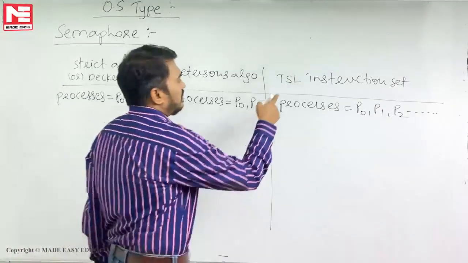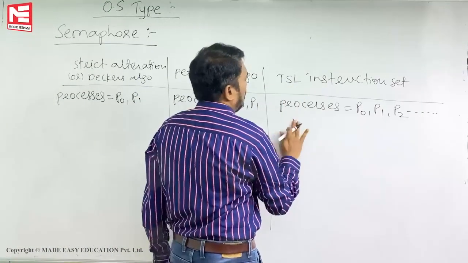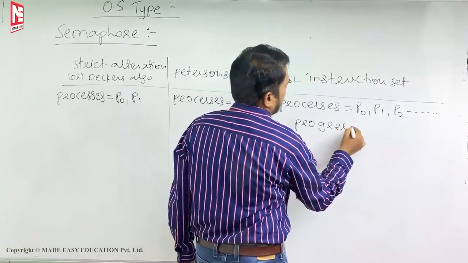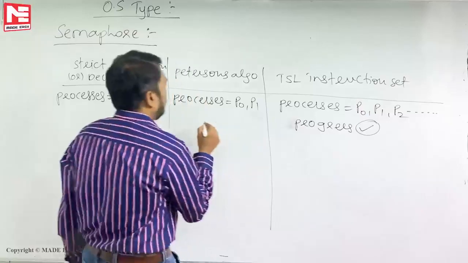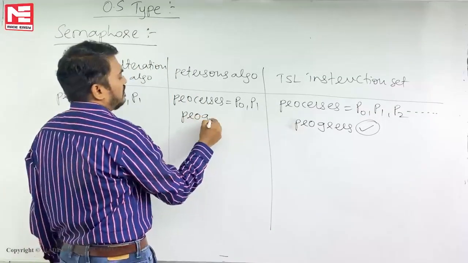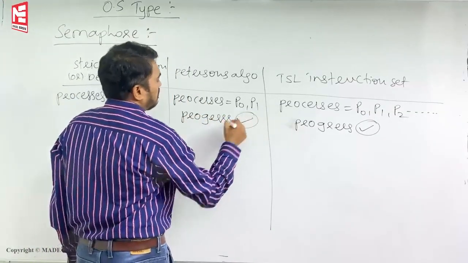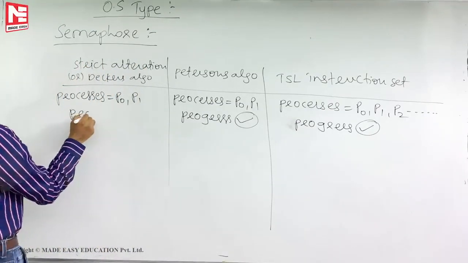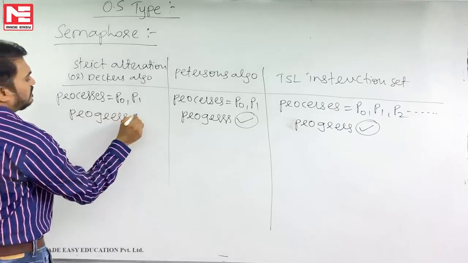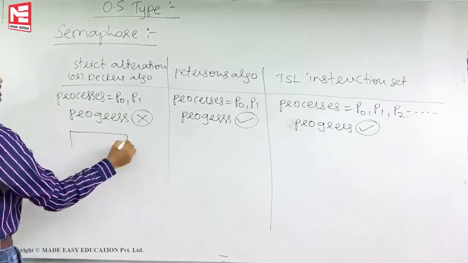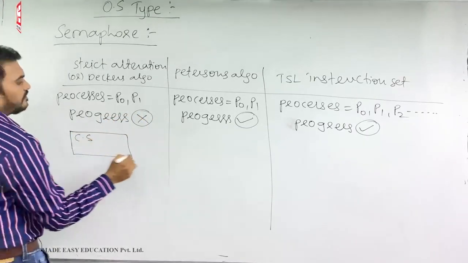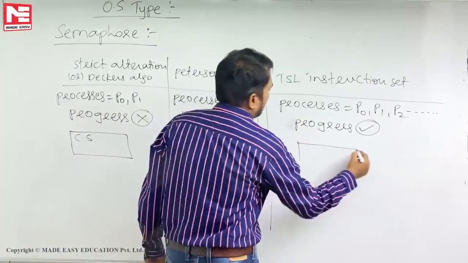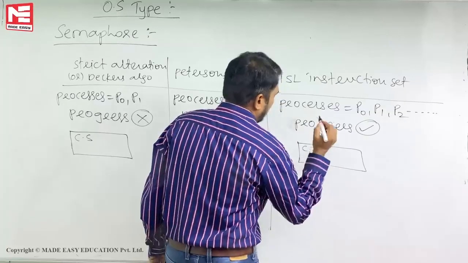Now tell me, in TSL, is progress satisfied or not satisfied? Satisfied. In Peterson, progress is satisfied. And in the strict alteration, is progress satisfied or not satisfied? Not satisfied. We have a common critical section between the processes here.